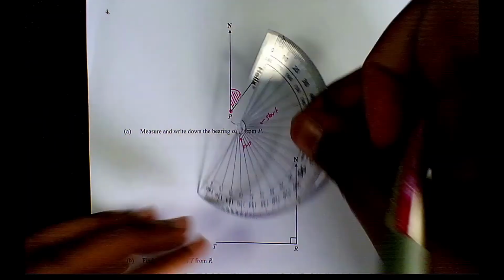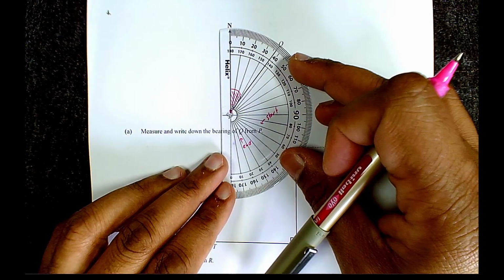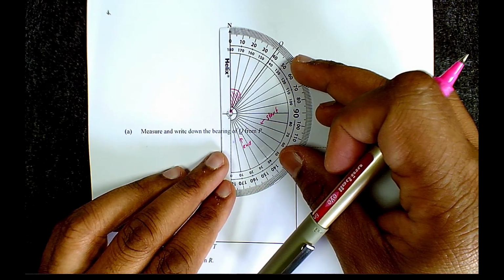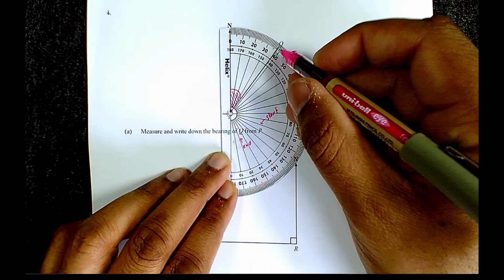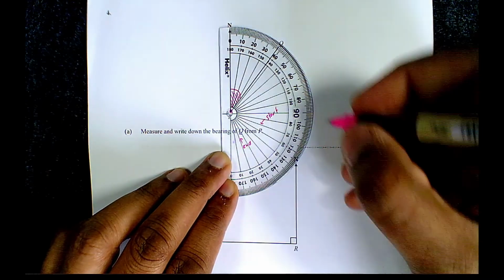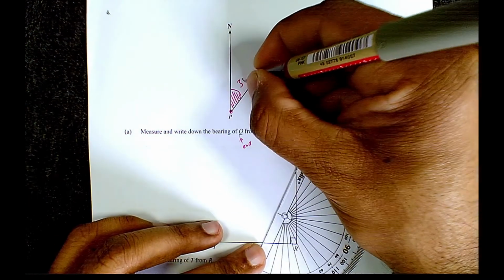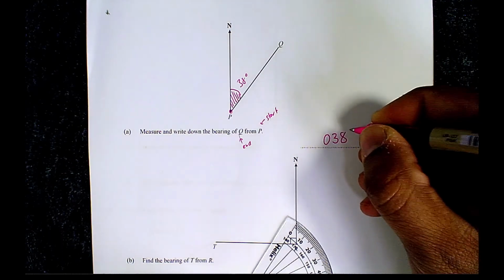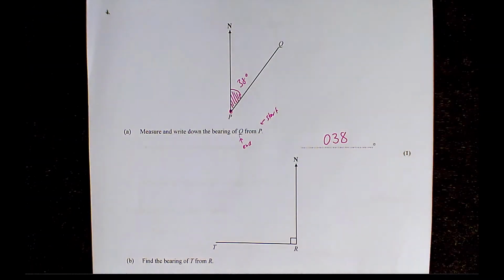So again, getting your protractor out, putting the center of the protractor on the point of P, the north line on 0 degrees, and I'm measuring this angle here, and I work out to be 38 degrees. So giving that as a 3-digit number is going to be 038 degrees. And there's my final answer.